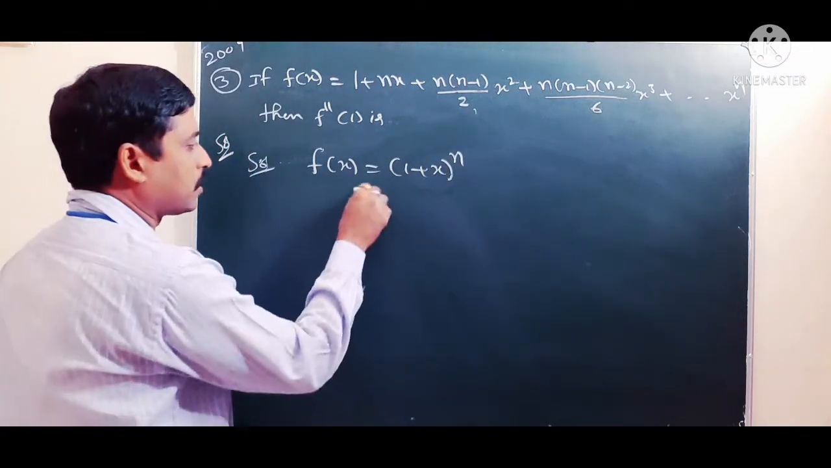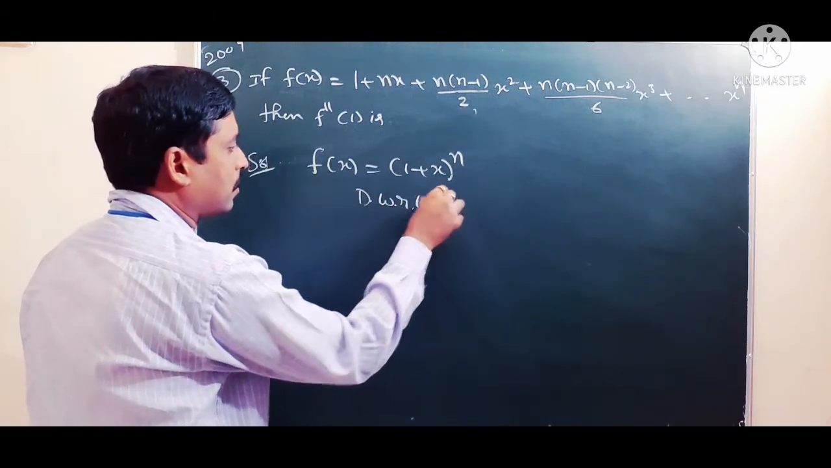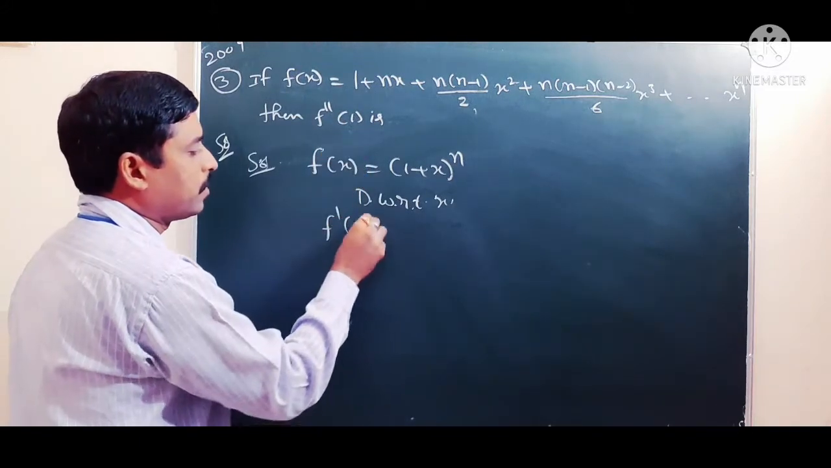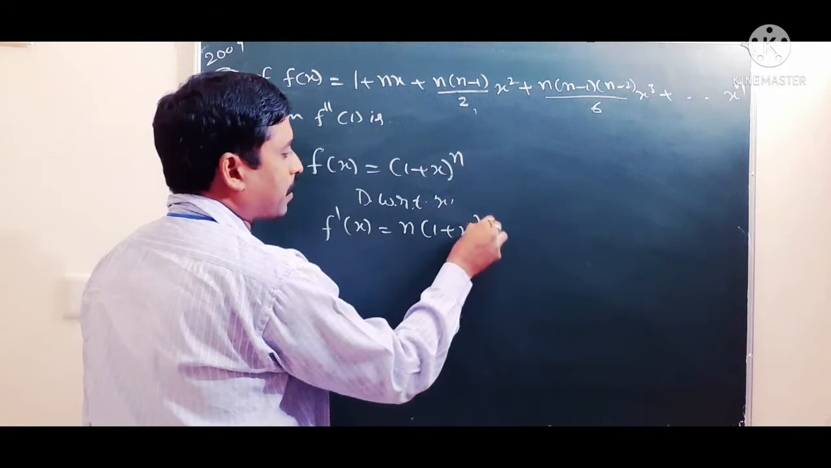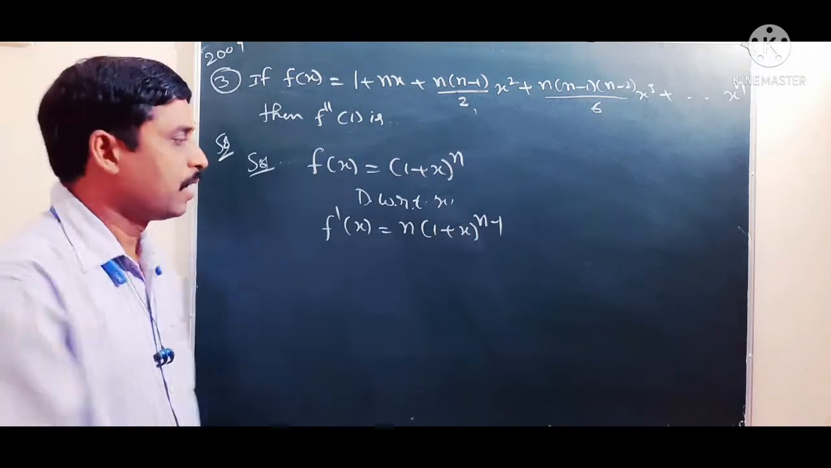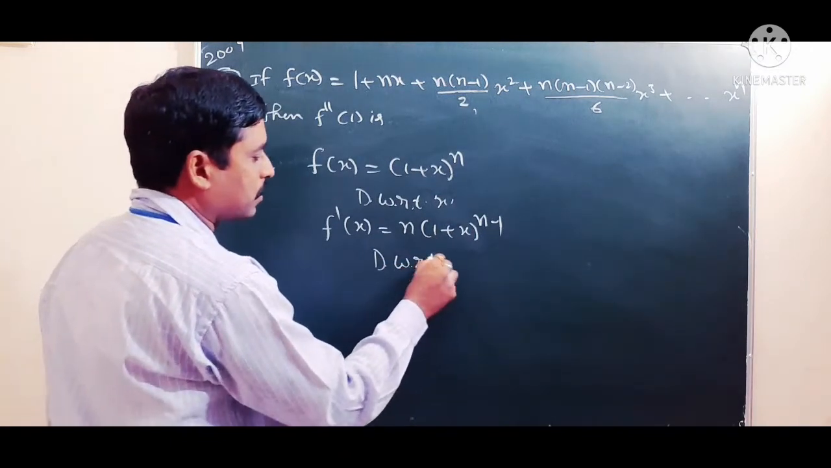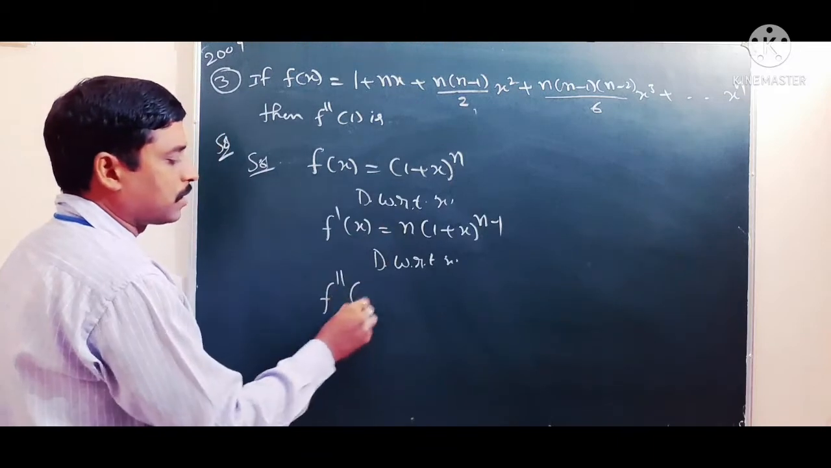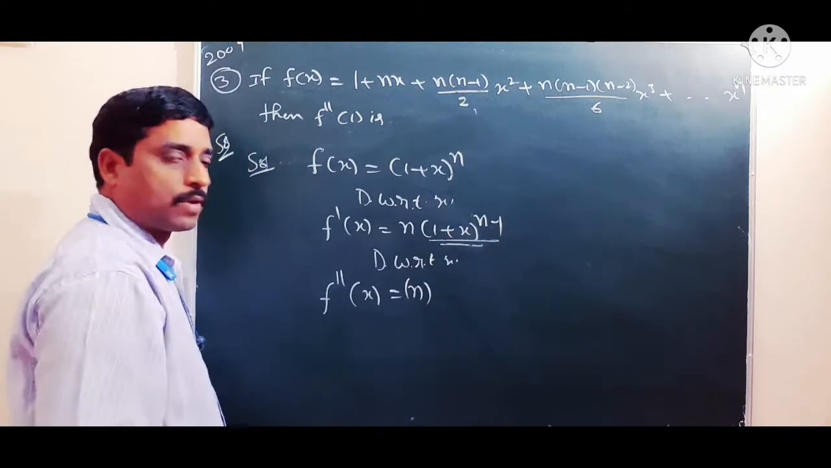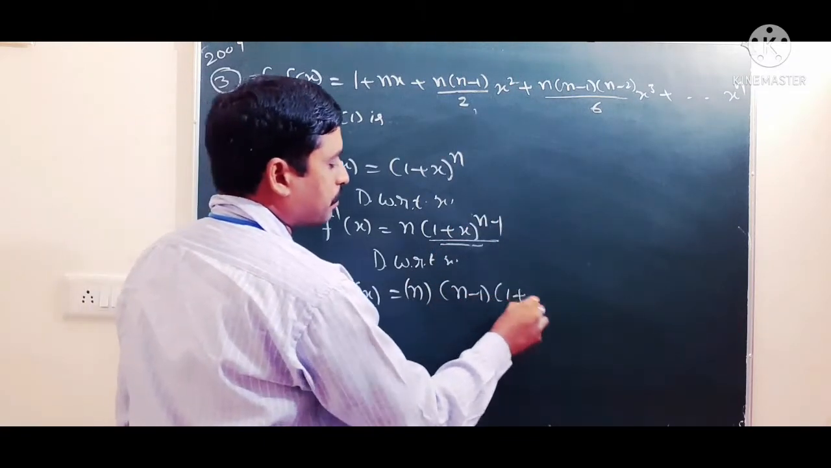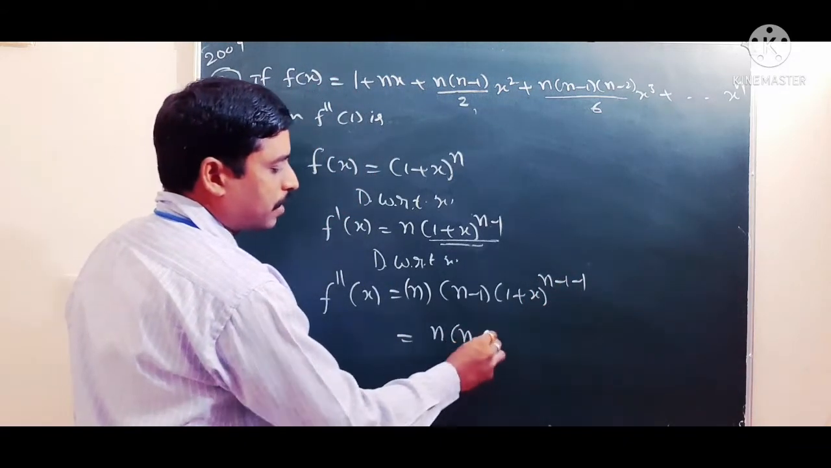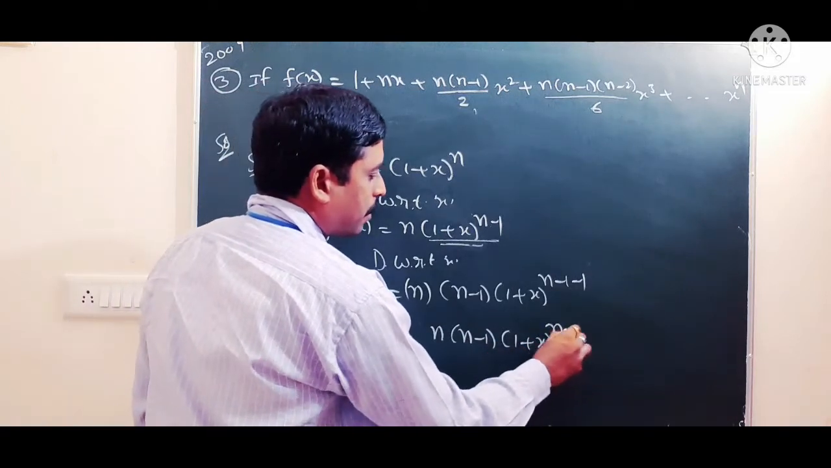So now take the derivative on both sides with respect to x. But our target is the double derivative at x equal to 1. So f dash x is equal to n into 1 plus x power n minus 1. Again take the derivative with respect to x on both sides. So f double dash x is equal to n into, again by using the same formula, n minus 1 into 1 plus x power n minus 2. This will be n into n minus 1 into 1 plus x to the power n minus 2.